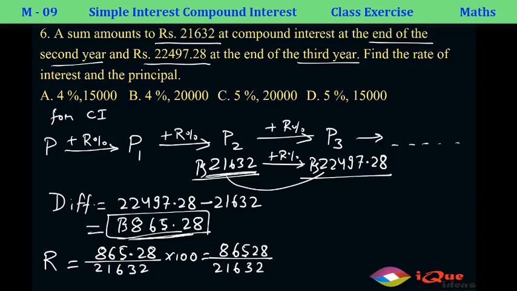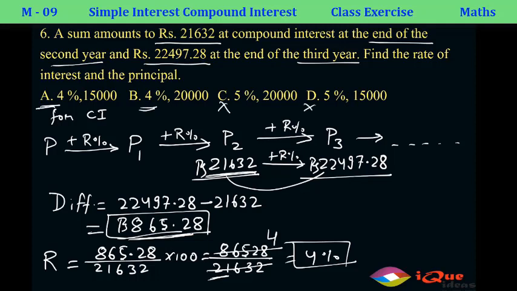Now look at this very closely. 2 4 is 8 and 21 4 is 84. So basically 86528 is straight away 4 times 21632. So answer is 4%. So rate has to be 4%. Now look at the options. The options here, there are 2 options which have 4% in them. That means the other 2 options are definitely wrong.